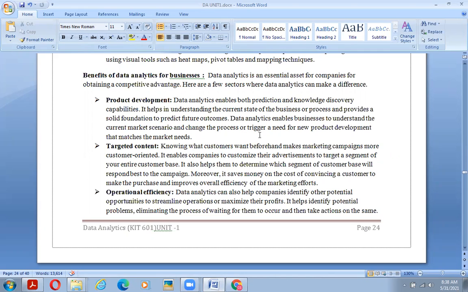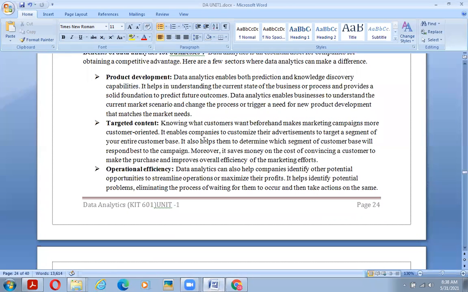Data analytics is an essential asset for companies to obtain a competitive data advantage. Here are a few sectors where data analytics can make a difference. First and foremost is product development. Data analytics enables predictions and discovery capabilities, helping understand the current state of the business or process and providing information to predict future outcomes. Data analytics enables businesses to understand the current market, change the process, or trigger new product development that matches the market needs.